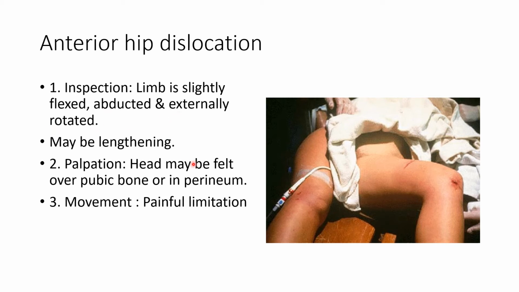In this case, there may be a lengthening present, and on palpation, the head may be felt over the pubic bone or in the perineum on the anterior part. And on movement, there will be painful limitation of movement in all the planes. In anterior dislocation of the hip, there can be damage to the femoral vessels and nerves. So we have to look for the distal neurovascular status of the affected limb.